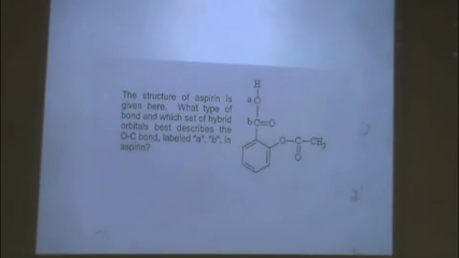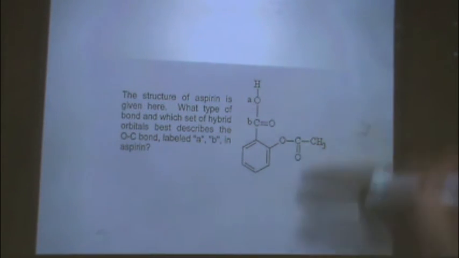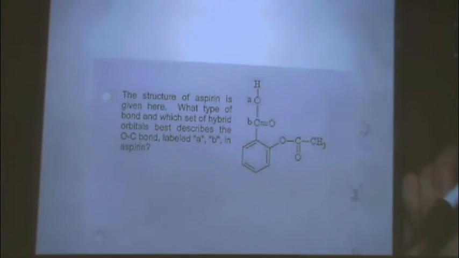Okay, I have a question. Did you want to do something else where we count sigma and pi bonds and do hybridization? Yes or no? Okay, I'll do it quickly. Let's try this. Okay. All right. Let's do hybridization first.